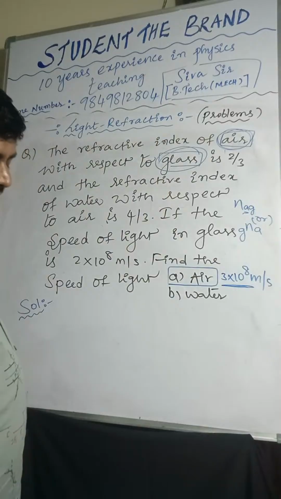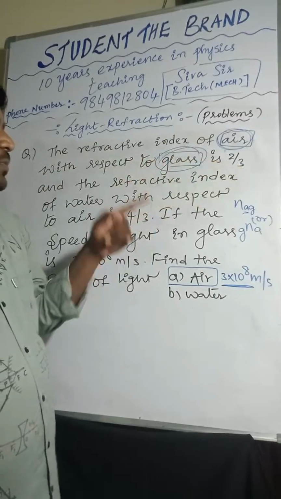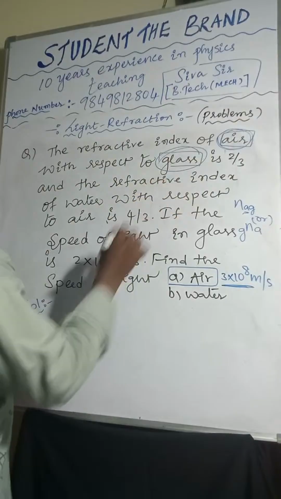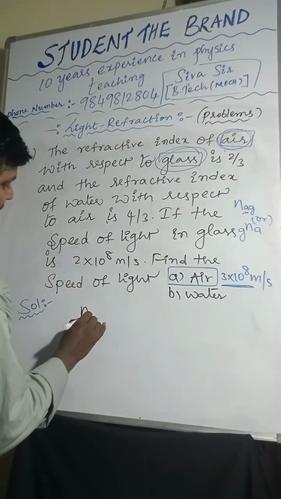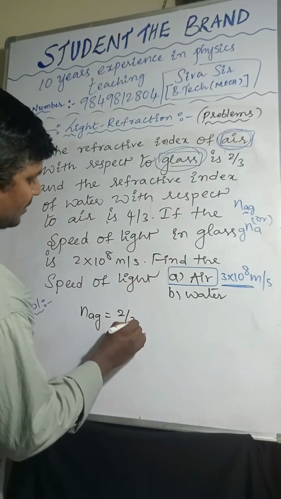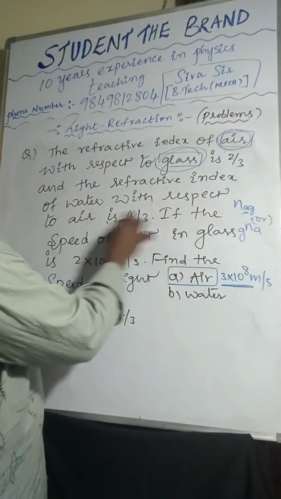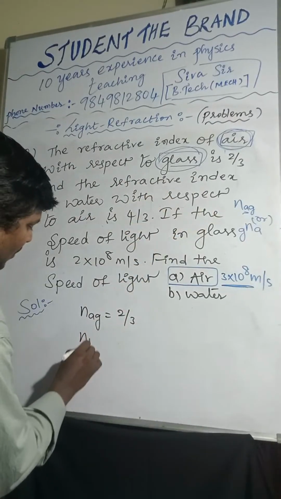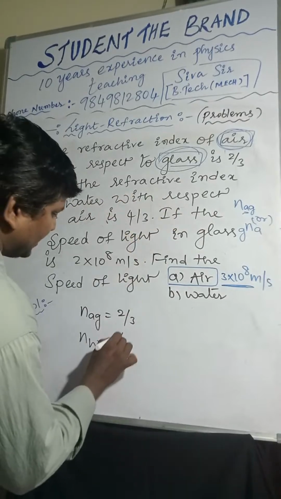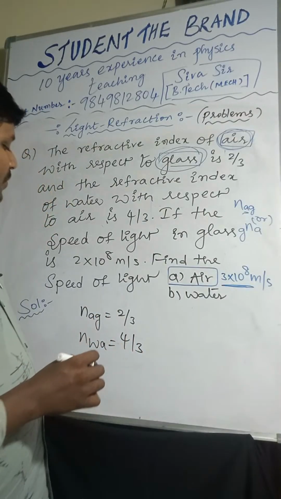Now you can see here. The refractive index of air with respect to glass is 2/3. First you write the refractive index of air with respect to glass is 2/3. Next, the refractive index of water with respect to air is 4/3.